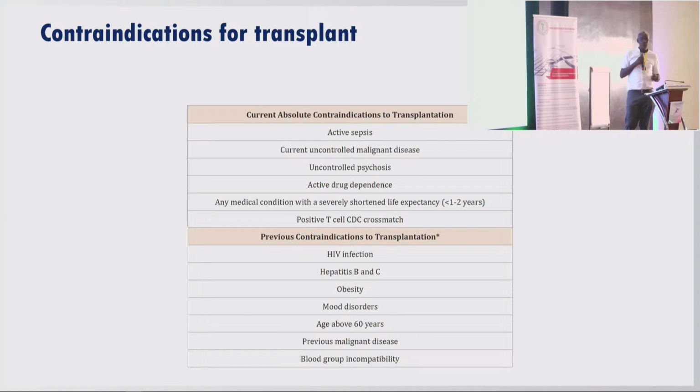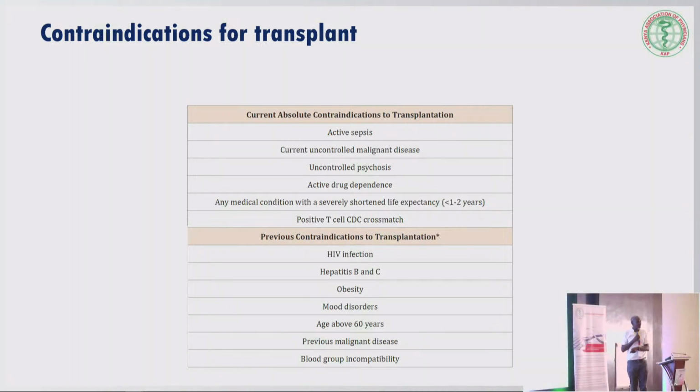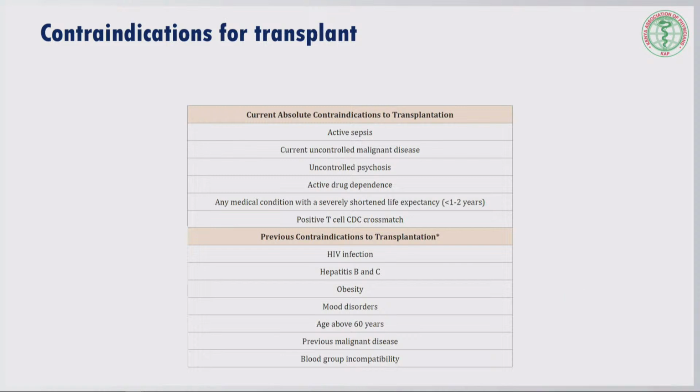Previously, we used not to transplant hepatitis B patients, hepatitis C patients, HIV patients, patients who are obese, and so many patients, including patients above the age of 60. But now we are much wiser. I think things have changed. What we know has improved. And right now, I think most centers are transplanting quite a number of HIV patients. We have transplanted hepatitis B patients. We've transplanted patients over 60.